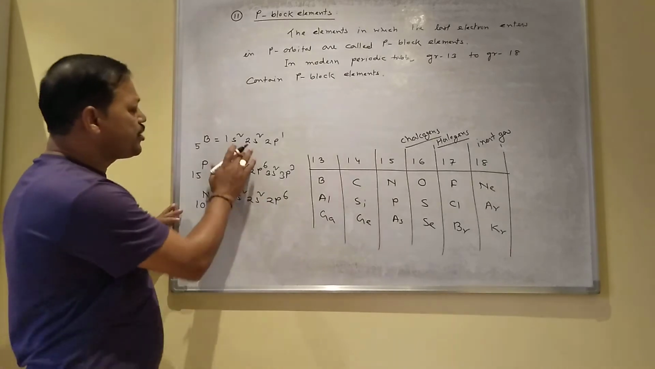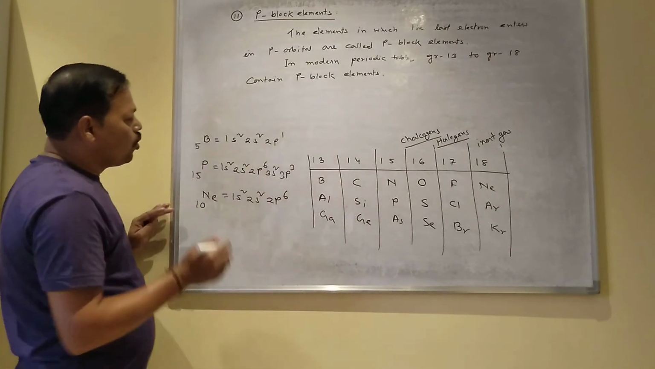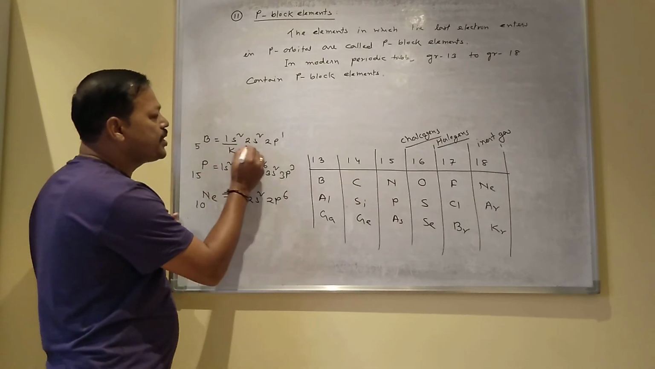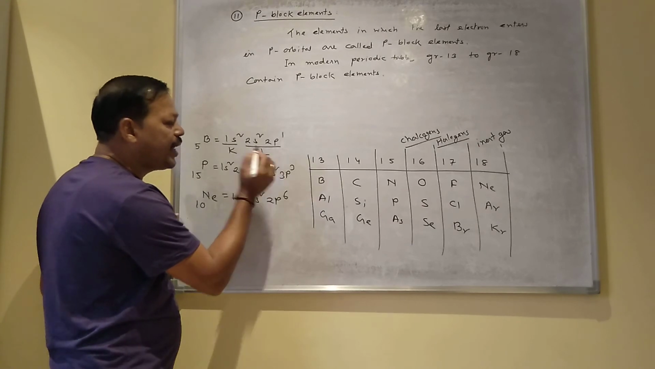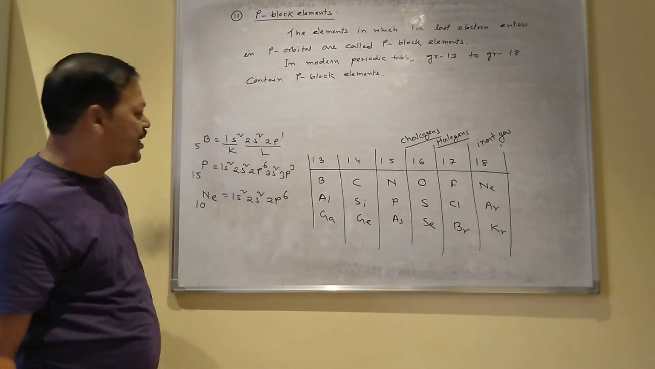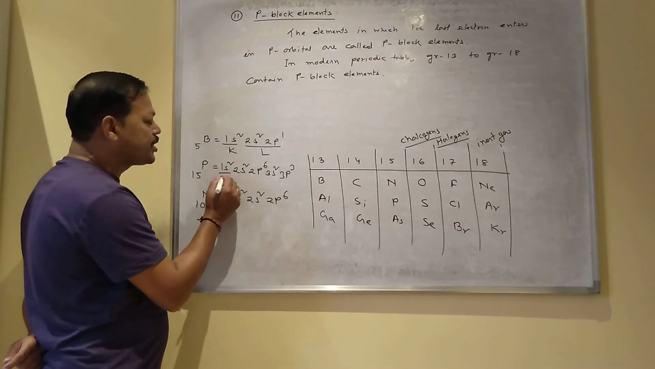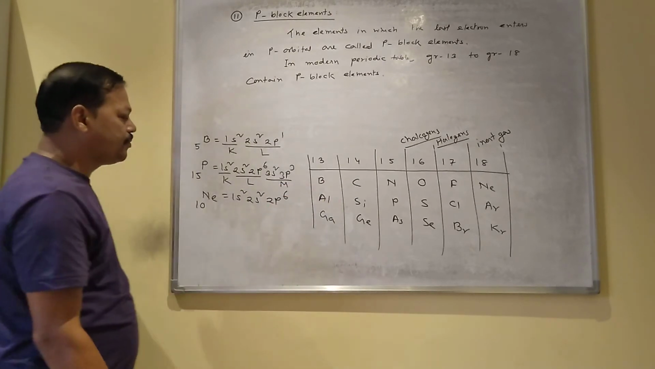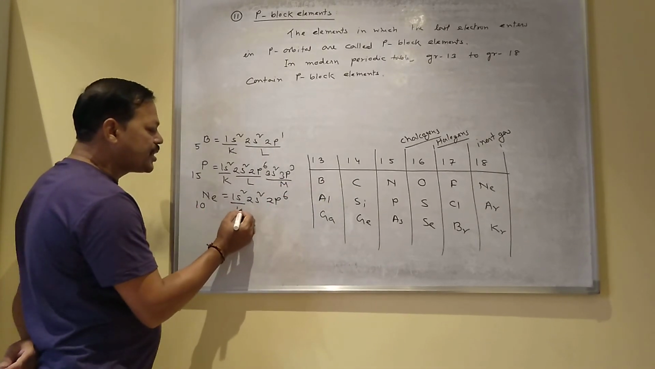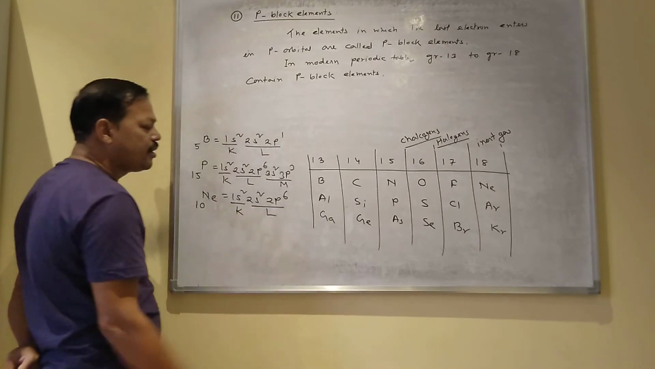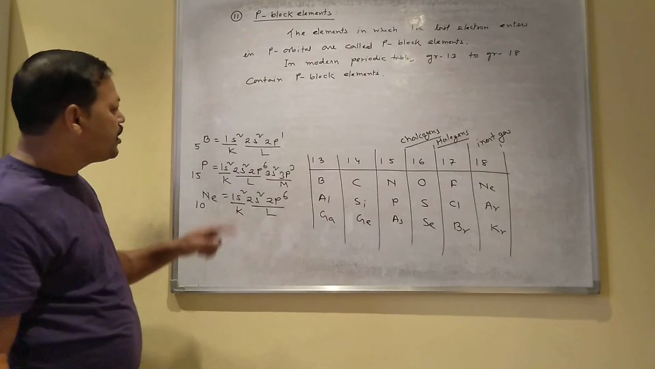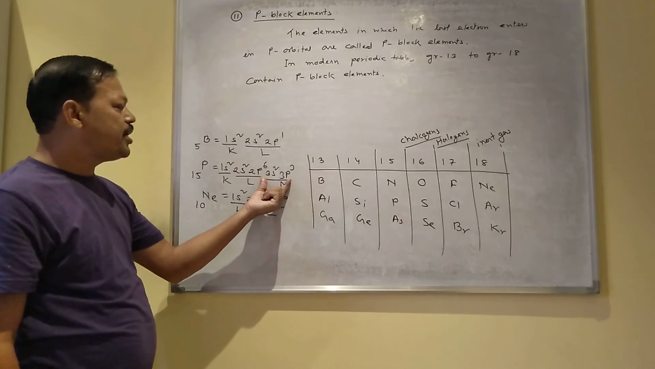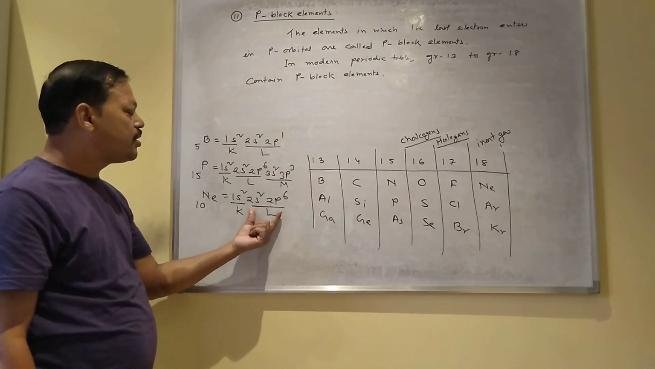Now in the electronic configuration, what is the valence shell configuration of boron? You know 1s is present in the first shell, 2s and 2p are present in the L shell. I mean here the L shell is the valence shell. In phosphorus, 1s is present in K, 2s 2p are present in L, 3s 3p are present in the third shell, M shell. In case of neon, 1s is present in K, 2s 2p present in L shell, I mean second shell. Now you have seen boron valence shell configuration 2s2 2p1, phosphorus valence shell configuration 3s2 3p3, neon valence shell configuration 2s2 2p6.